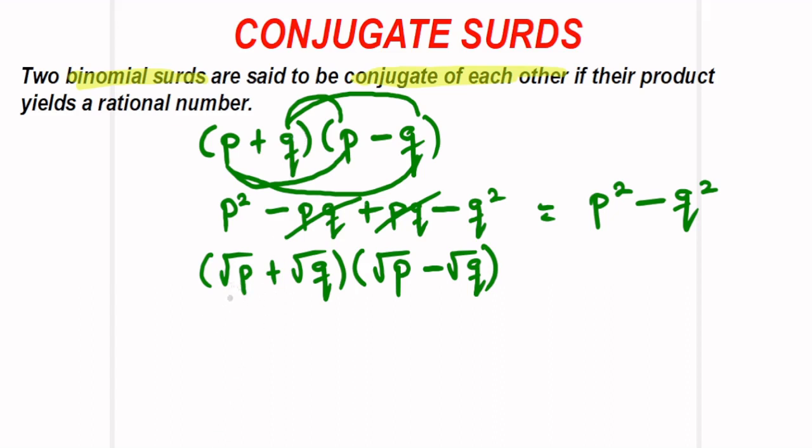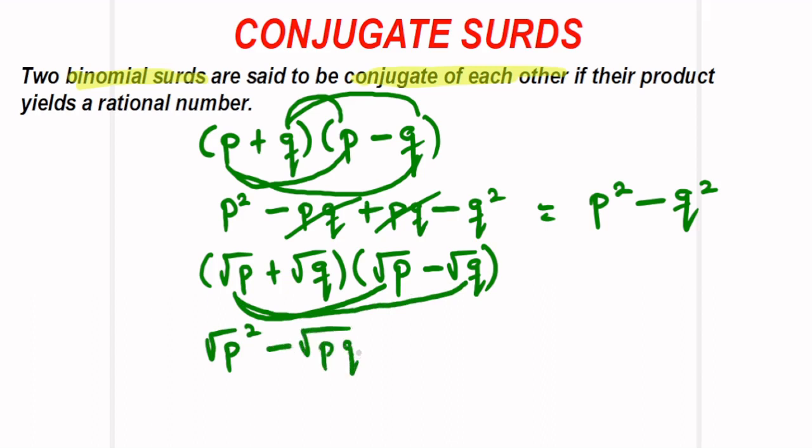So now we'll have this times this, which is going to give us root p square. Then we'll have root p times minus root q, which gives us minus root pq. Now plus root q times root p gives us plus root pq. And then we'll have plus root q times minus root q, which gives us minus root q square.